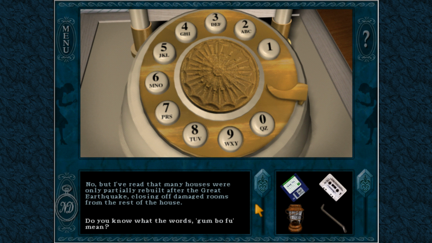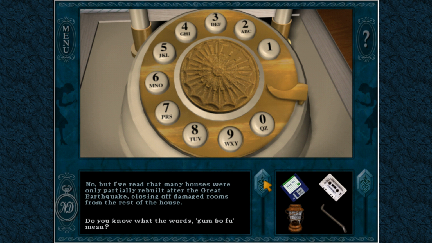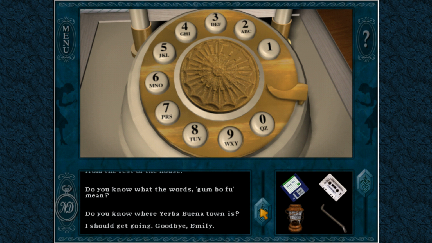Have you ever come across hidden rooms in Victorian mansions? No. But I've read that many houses were only partially rebuilt after the Great Earthquake, closing off damaged rooms from the rest of the house. We'll ask her about Gumbo Foo last.